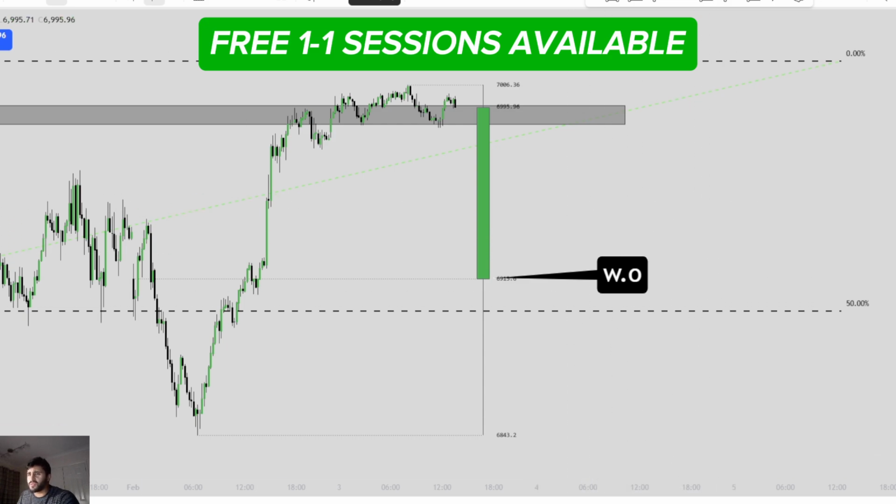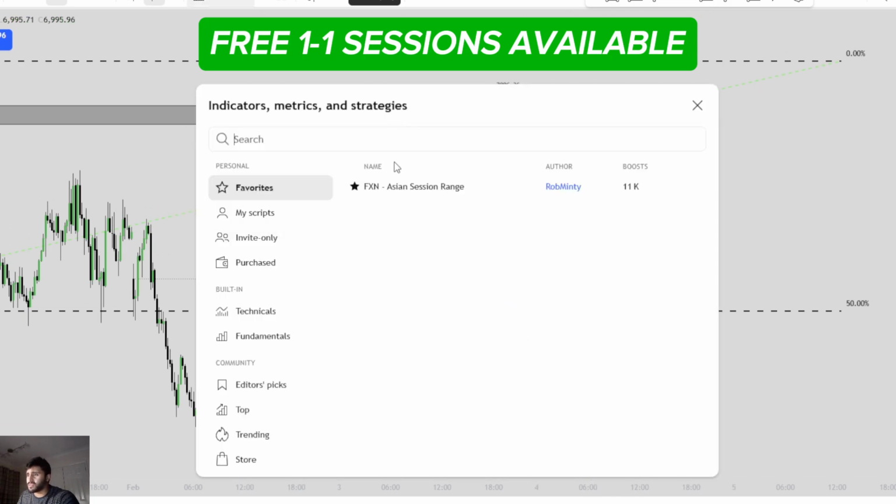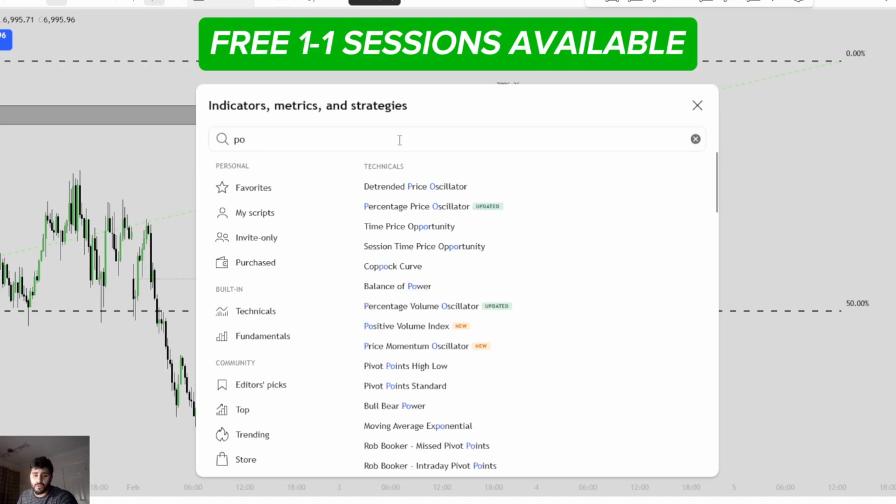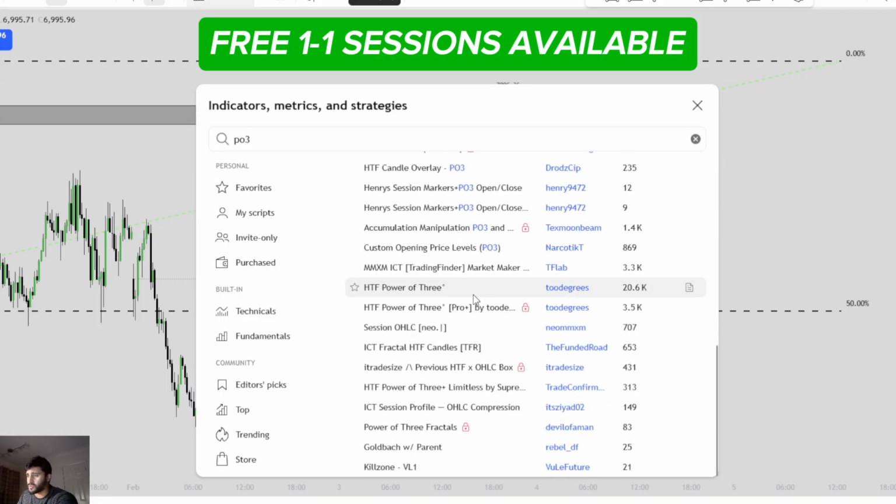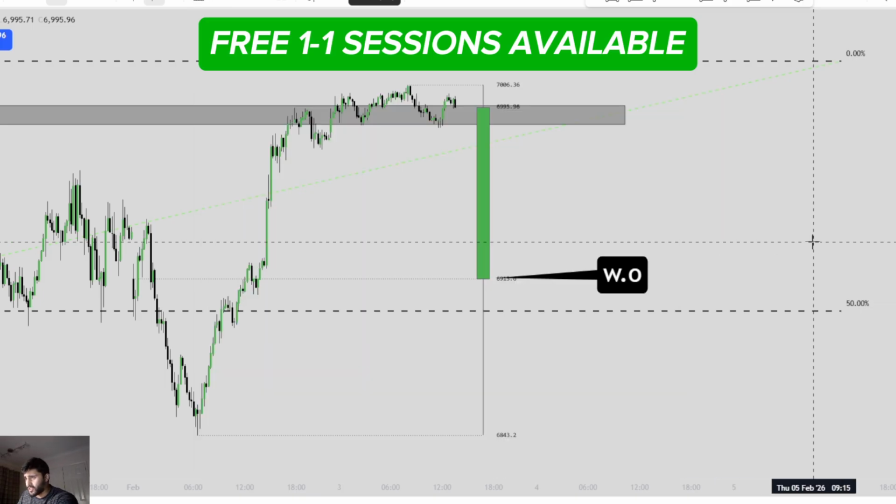If you don't know how I use this indicator, basically you go to indicators, you type in PO3, and you scroll all the way down to higher time frame power of 3 by 2 degrees. Just the free version is fine. You don't need the locked version.